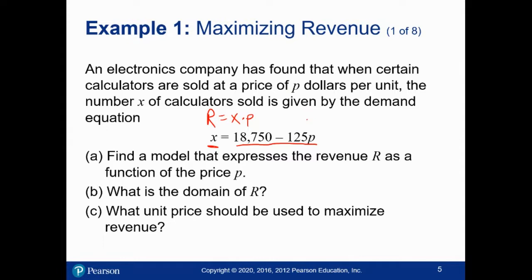So the easiest mistake to make here would be to say that R is 18,750 minus 125P times P. In other words, it's 18,750 minus 125P squared. If you started this way, you made a mistake. Okay, you have to take all of X and multiply it by P. So it's 18,750P minus 125P squared. If you made that mistake at the beginning, pause again and finish the problem using the correct revenue model.